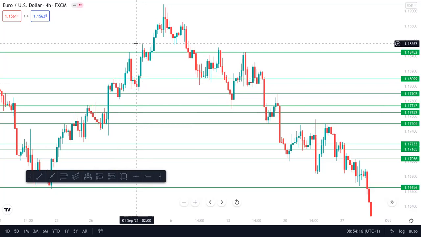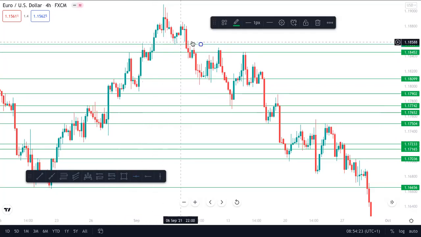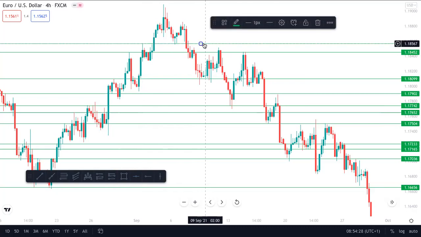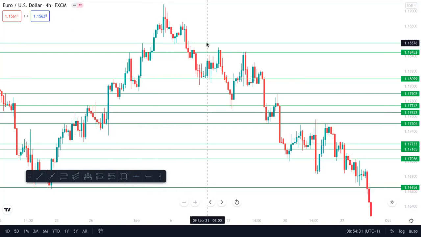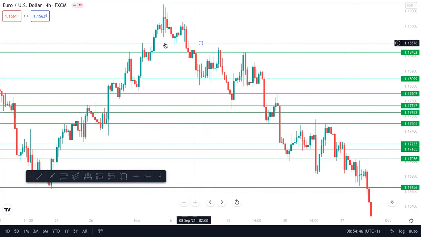The next swing now is here. So I'll be putting a horizontal line here. Try to make it as precise as possible. This is not very precise yet. Okay, now we're good. Next swing is here. Its longest point is here, and we already have a line there, so I would just leave it.